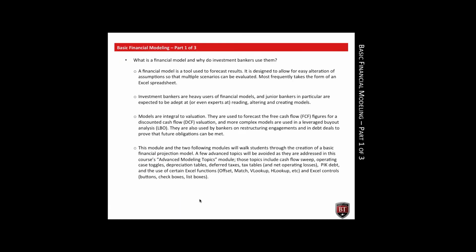What is a financial model and why do bankers use them? A financial model is a tool used to forecast a company's results. It's crucial that it's designed to allow for easy alteration of assumptions so that multiple scenarios can be evaluated. Those might be operating scenarios such as high growth, low growth, or financing scenarios. Suppose we finance a company with 60% of its cap structure as debt versus 80%.